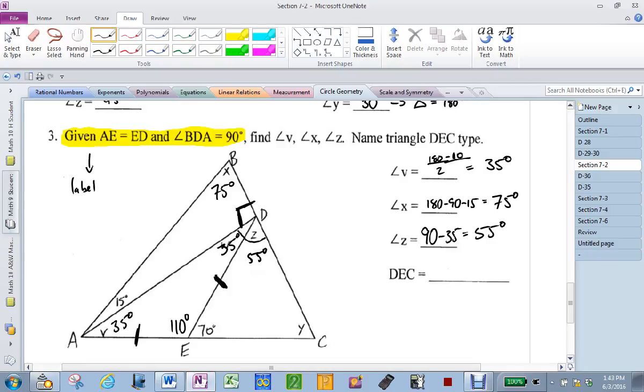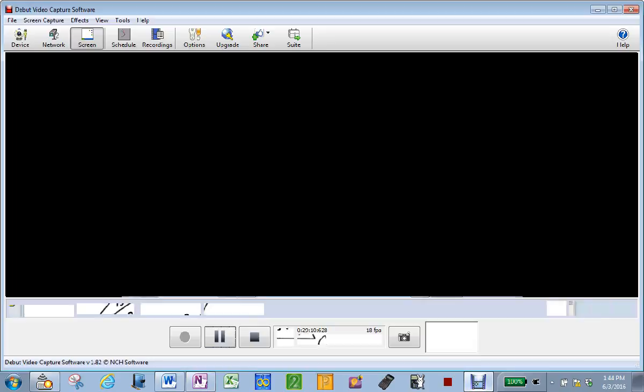So can I find what this angle is? What is it? 55. Do I have two angles the same? Yeah. So what kind of triangle is DEC? I've got the answer right here. Isosceles. Sorry, I forgot that, guys. What a dodo head. Oh, but I recorded it, so it's fine.